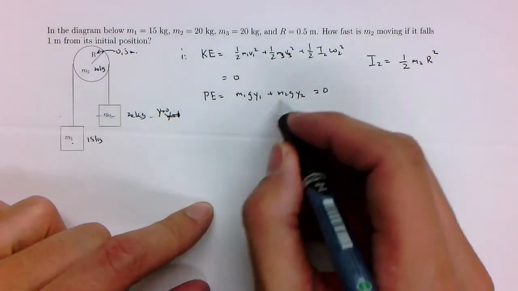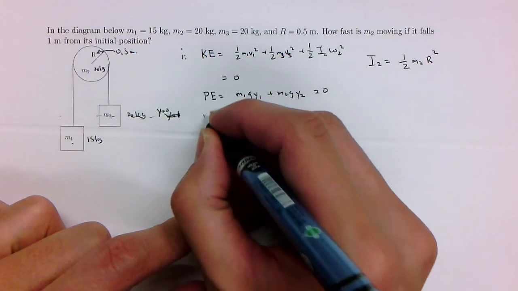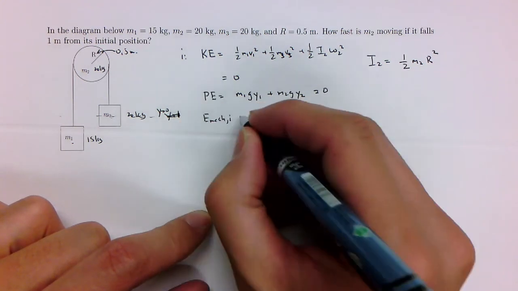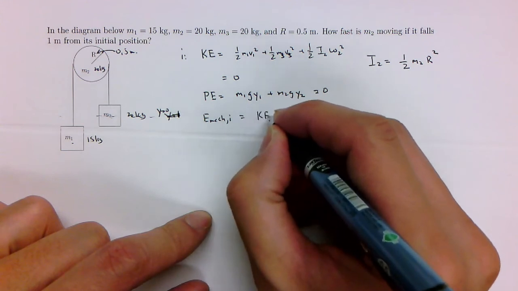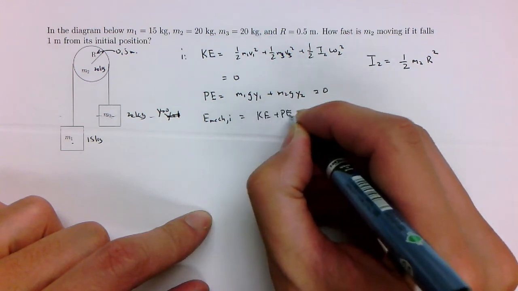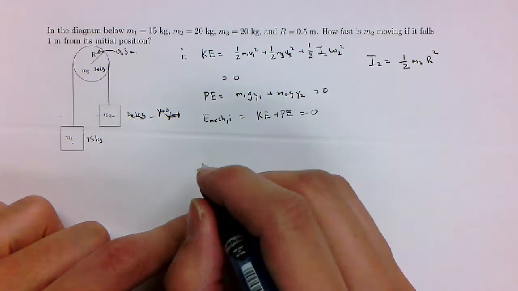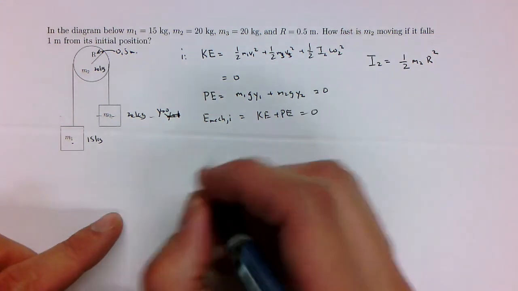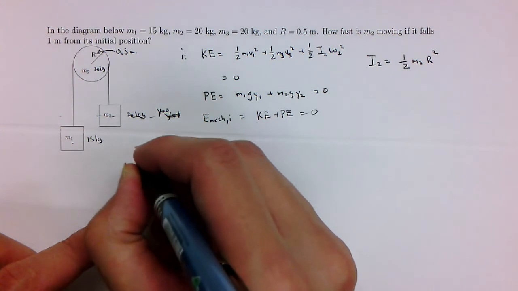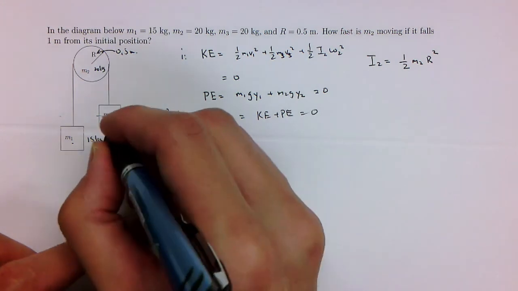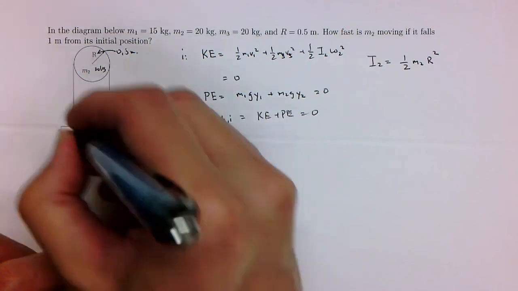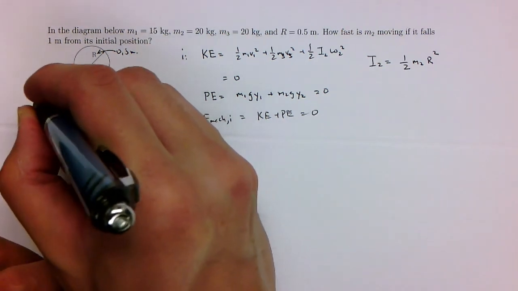Anyway, once we have this, what this means is the mechanical energy initially is equal to the kinetic energy plus the potential energy initially, which is now equal to 0. So that doesn't seem like I've gotten very far. Let's look at the final state. The final state is if this thing has moved down about 1 meter and this object has moved up about 1 meter.